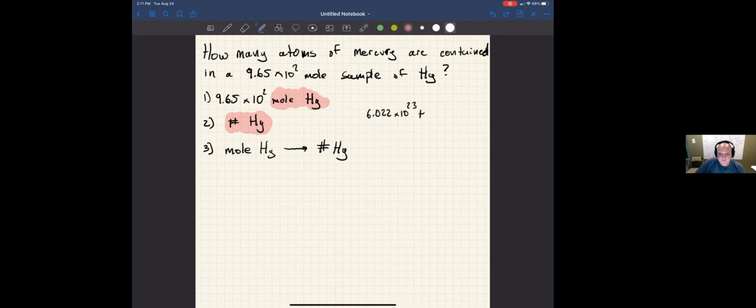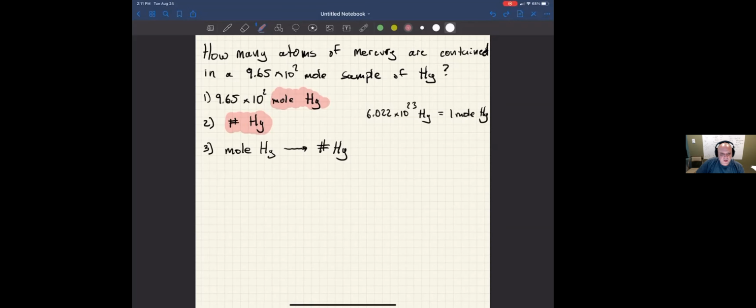If not, then I'm going to have to sort out a sequence of conversions in order to accomplish this goal. But there is a direct relationship between those two, so I can do it in one step. And that's Avogadro's relationship. Avogadro's relationship states that there are 6.022 times 10 to the 23rd mercury atoms in 1 mole of mercury. So I'm going to use that relationship to establish the correct conversion factor in order to solve the problem.